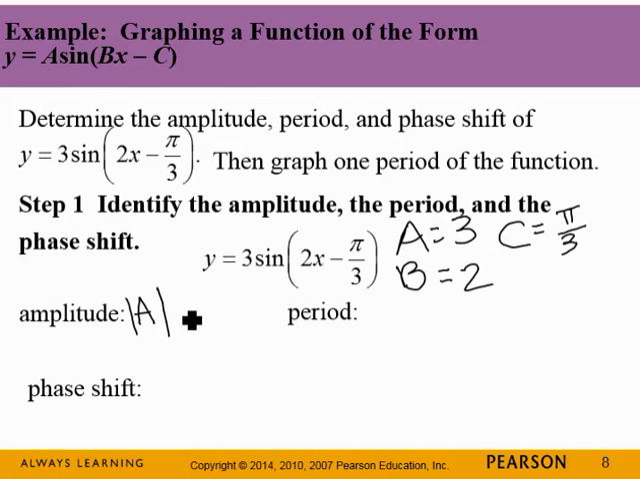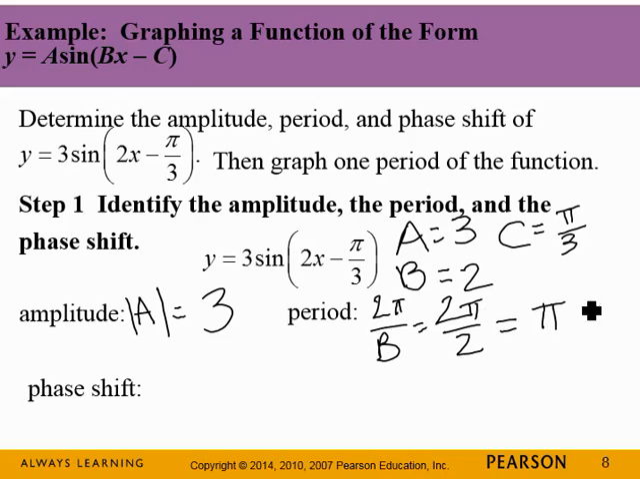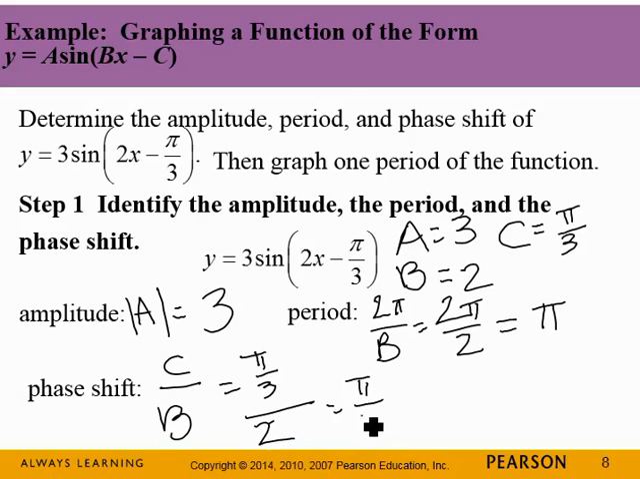So our amplitude is absolute value of a, so the absolute value of 3 is just 3. In order to find your period, you have 2 pi over b. So 2 pi over 2 is just pi. So your period is pi. And then in order to find your phase shift, it's c over b. So you have pi over 3 over 2. Simplify that. So you have pi over 3 times 1/2.